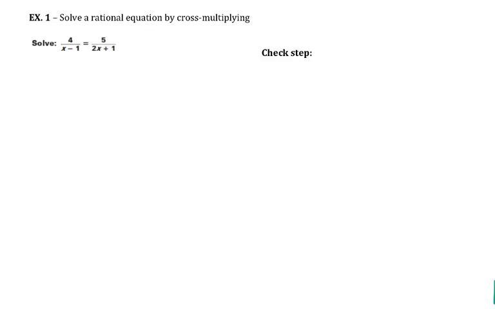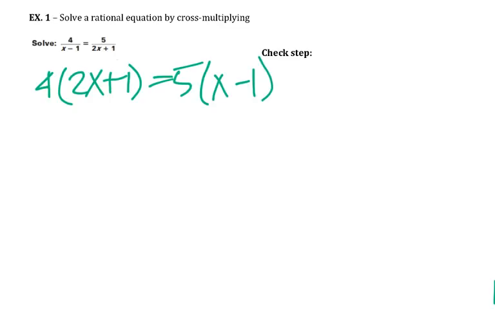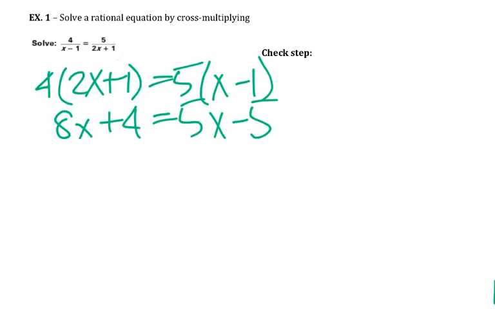In this first example, we have just a really basic rational equation, and we can solve it by cross-multiplying. So we're going to multiply 4 times 2x plus 1. And then multiply the other direction, and we've practiced this many times in geometry. We have 5x minus 1. And then we distribute. So 4 times 2x is 8x, and plus 4 equals 5x minus 5.